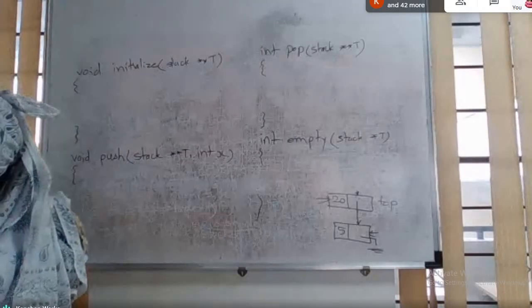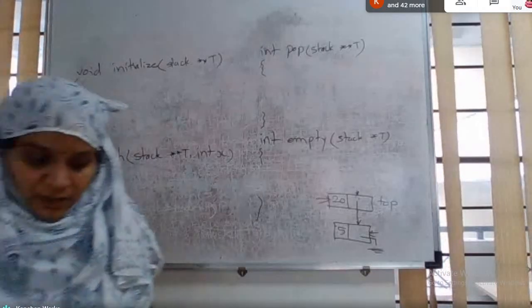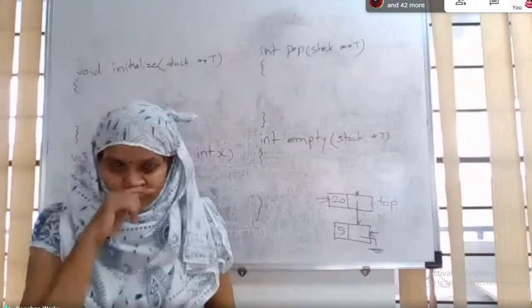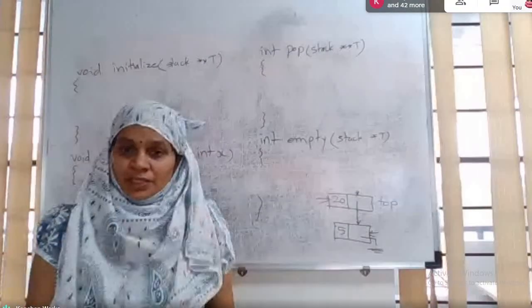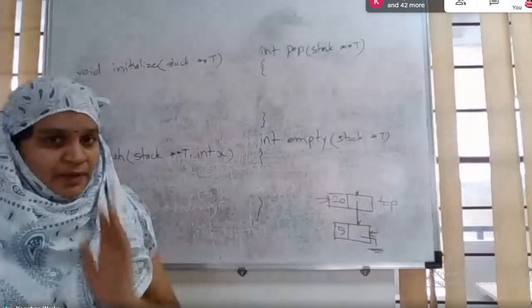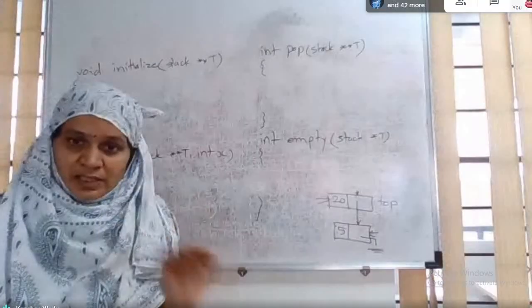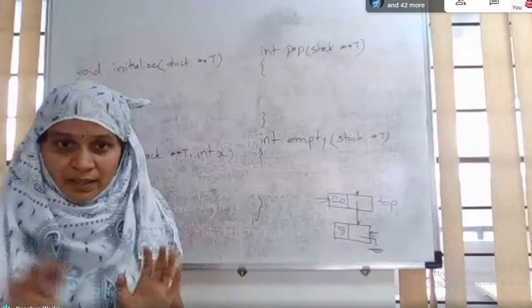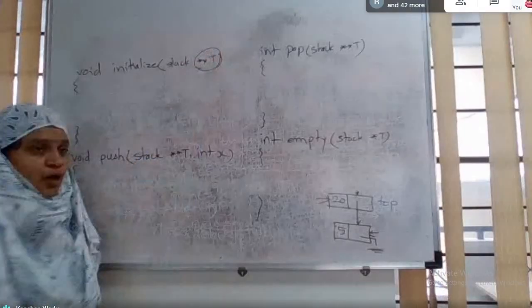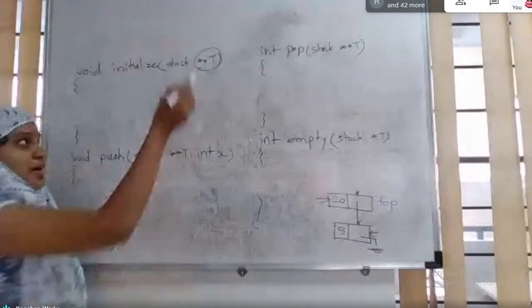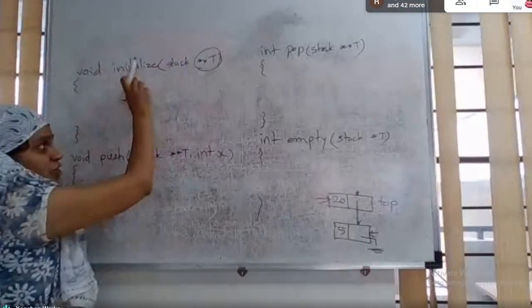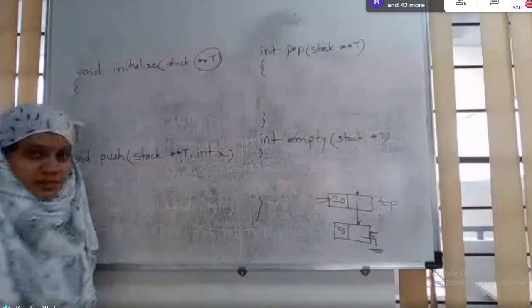My top is nothing but the pointer pointing to the structure node. Initially, my top will be null. So the value of top I am going to initialize as null. Here I am going to change the value of top pointer. That's why in the main function, when I call this function, I will pass the address of this.